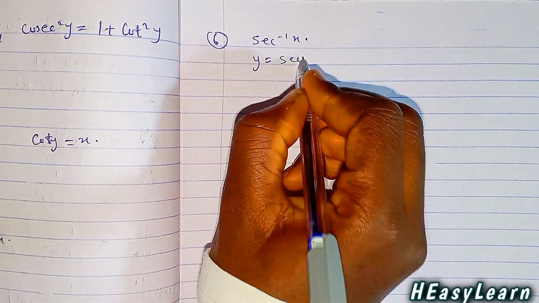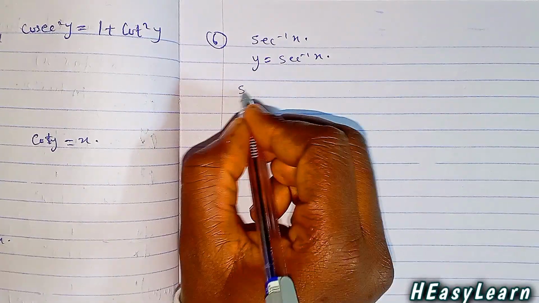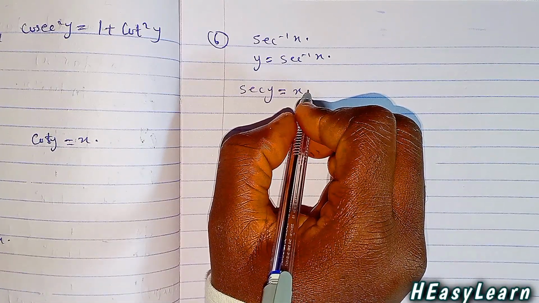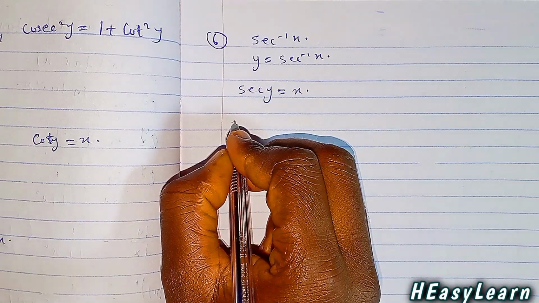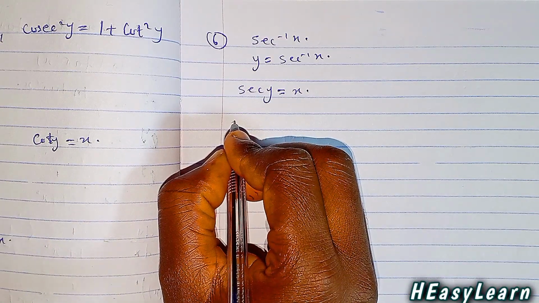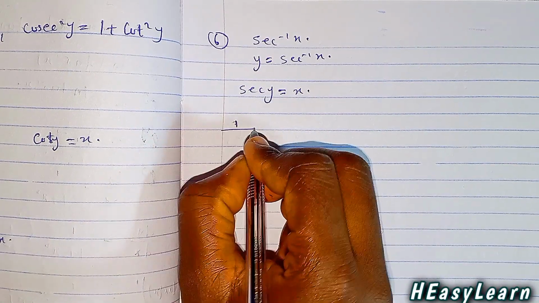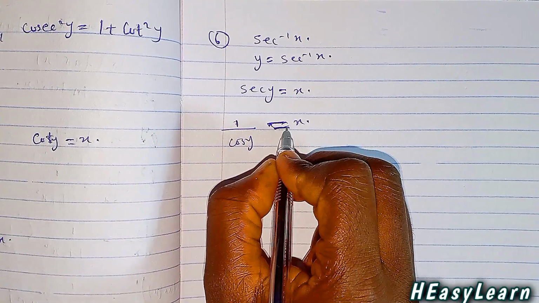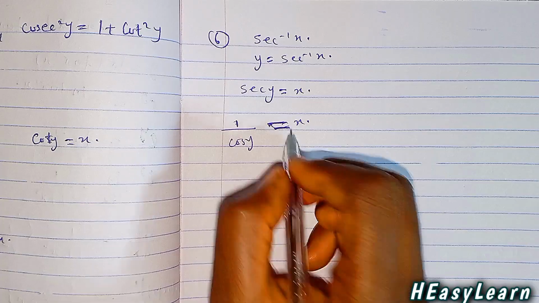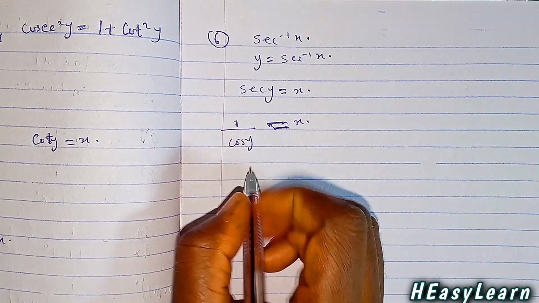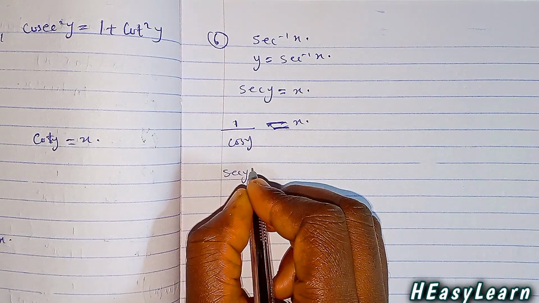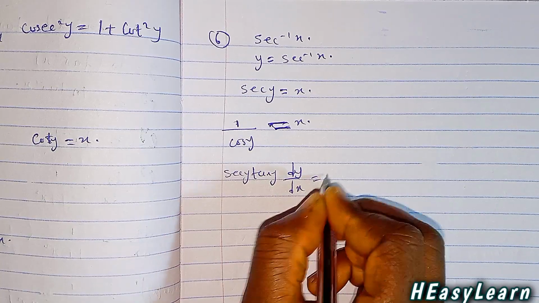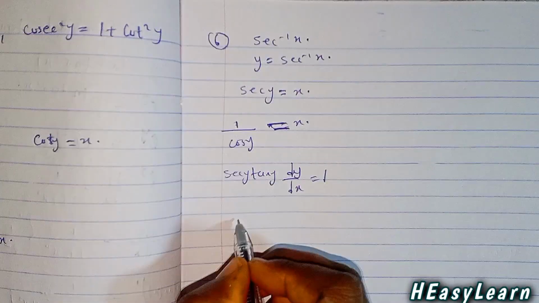Let y equal sec inverse of x. Take sec of both sides: sec y equals x. This is an implicit function. Differentiate both sides with respect to x. This is going to be 1 over cos y equals x. What is the differential of sec y? This is the same thing as sec y tan y dy/dx, equal to the differential of x, which is 1.